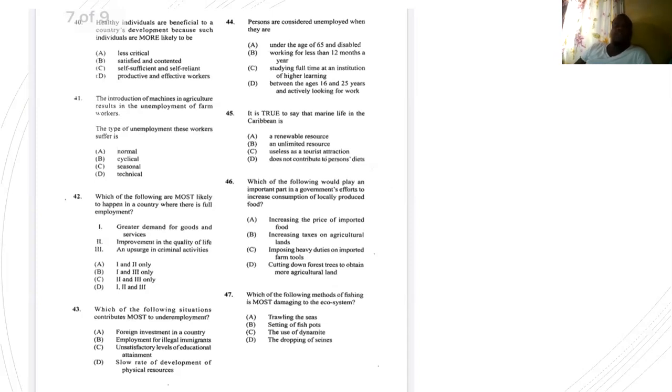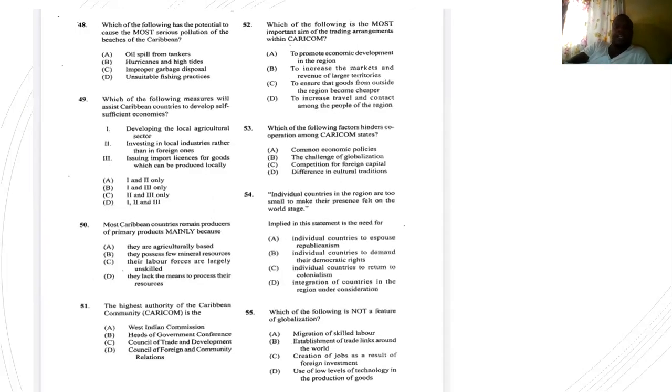47. Which of the following methods of fishing is most damaging to the ecosystem? A, trawling the seas. B, setting up fish pots. C, the use of dynamite. Or D, the dropping of signs. C, the use of dynamite.